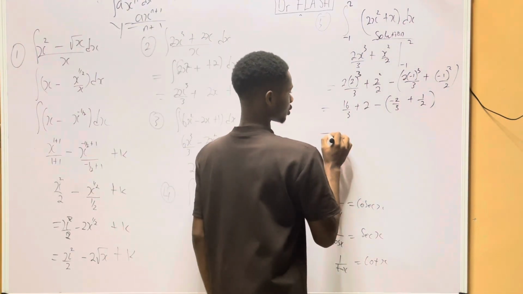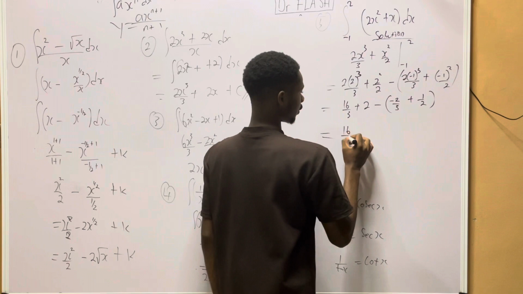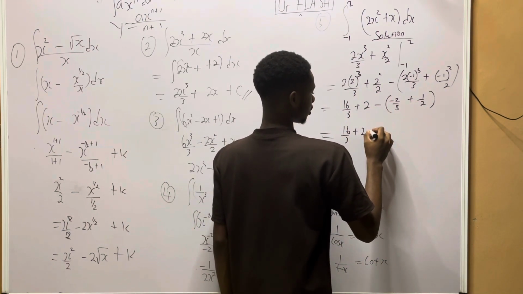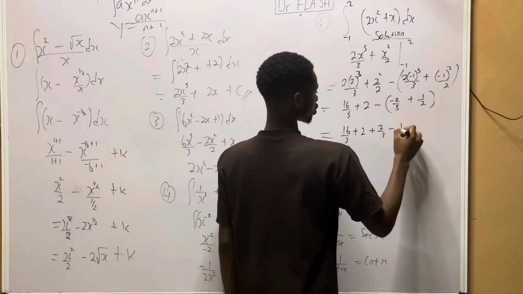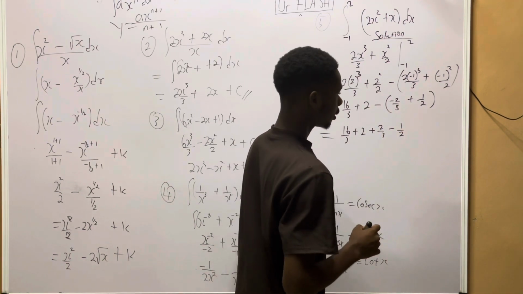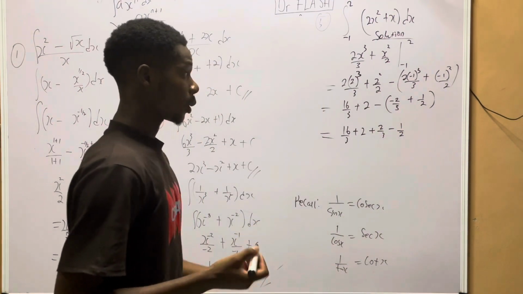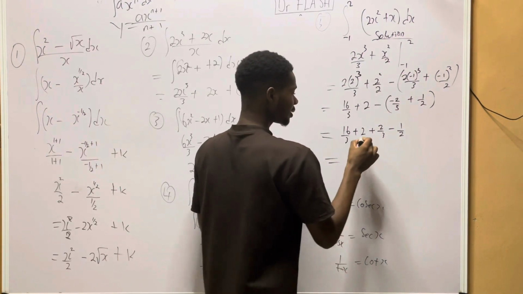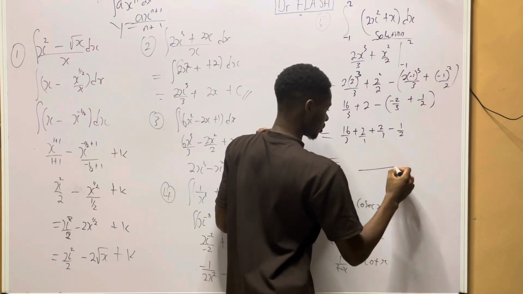Okay, so here we're having 16 over 3 plus 2. Opening the bracket, we get plus 2 over 3 minus 1 over 2. Yeah, and then you might want to simplify this one further. Okay, so the LCM of everything here is 6.